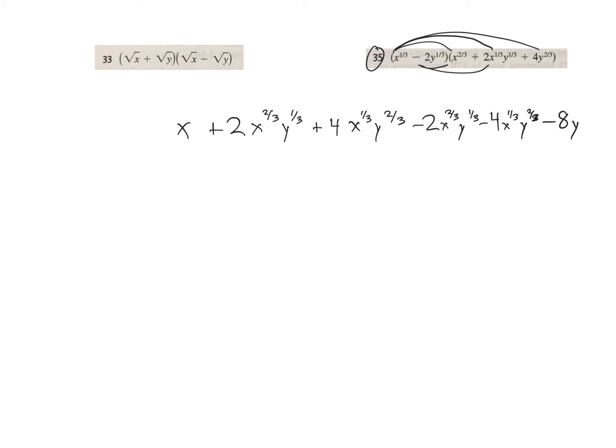Okay, so are there any that are identical? So x to the 2/3, y to the 1/3. We have a positive 2 of those and a negative 2 of those. So those cancel out. They don't reduce out, they cancel out. And you have a positive 4 and a negative 4 of those exact same exponents. So those cancel out. So you're left with x minus 8y.